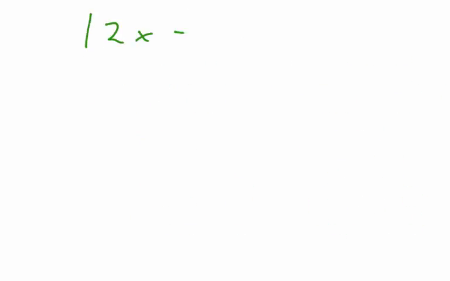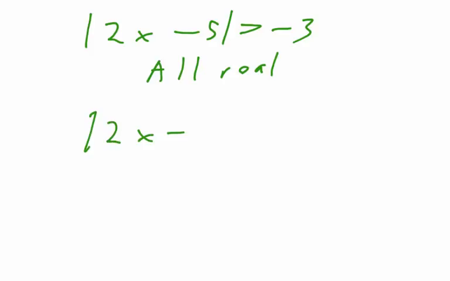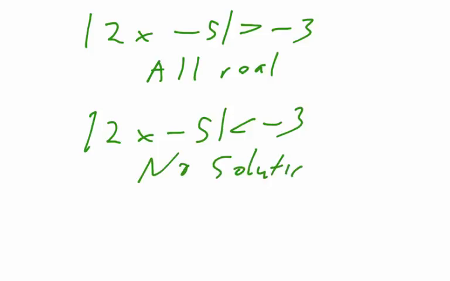Remember, if we have 2x minus 5 is greater than -3, well, an absolute value is always going to be bigger than -3, so this is going to be all reals. If we have one less than -3, the answer is no solution, because an absolute value is never going to be less than -3.